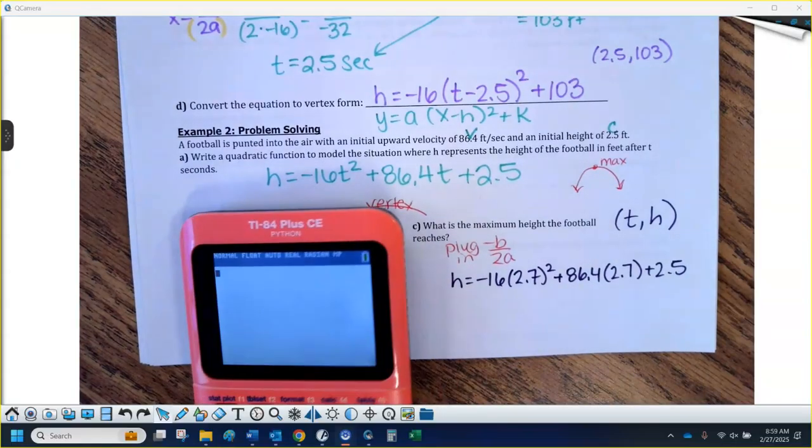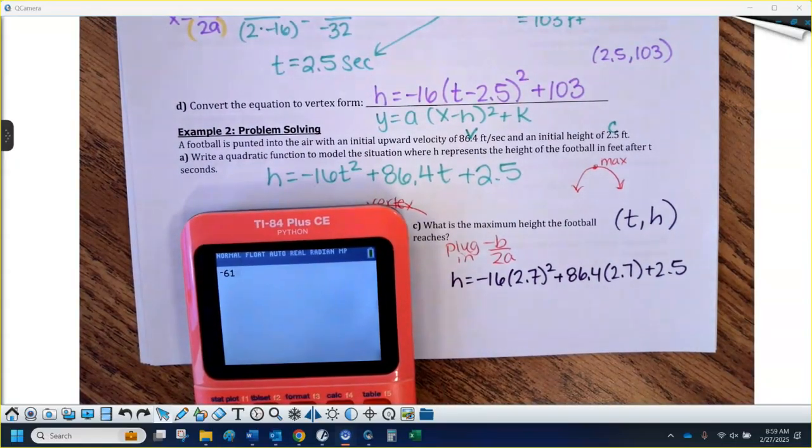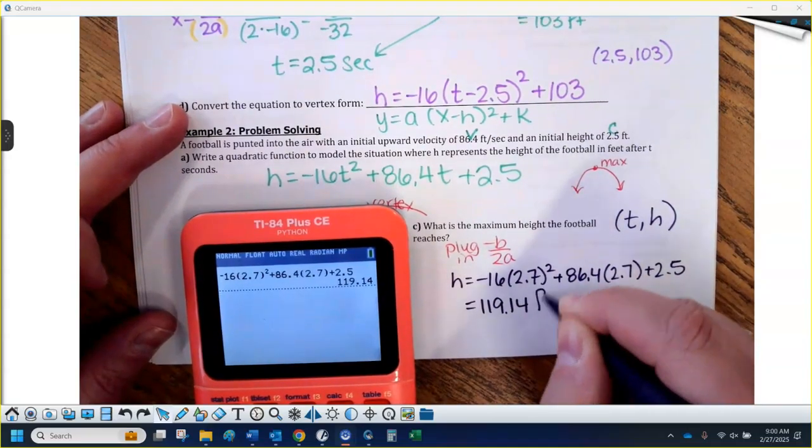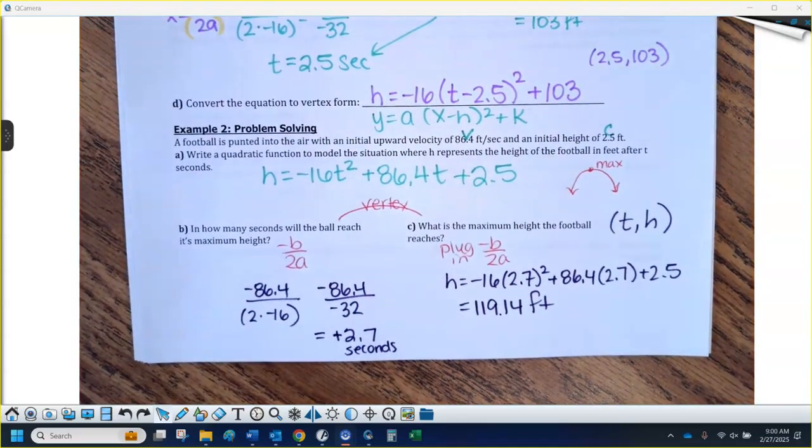And again, this is where you're probably going to want a calculator because this has got some icky decimals going on. Don't forget to square that first term, because that ends up being where we get the quadratic from. And then I'm going to do plus 86.4 times 2.7. I'm just going to double check I'm not putting this in wrong. And then you should just be able to simplify it. This is going to be 119.14 feet in the air. That's how high the football would go.